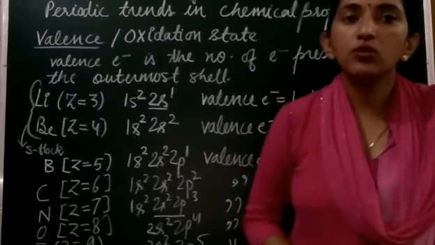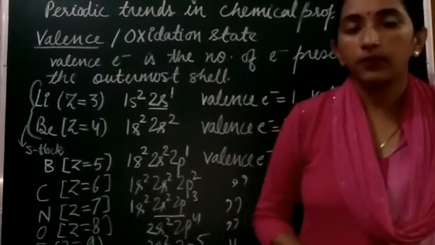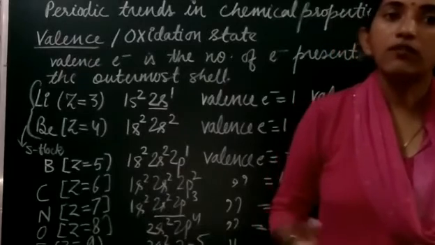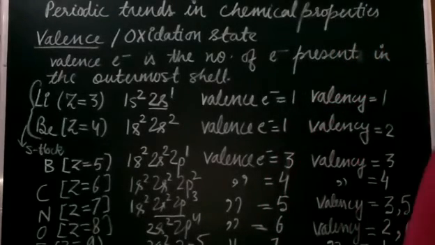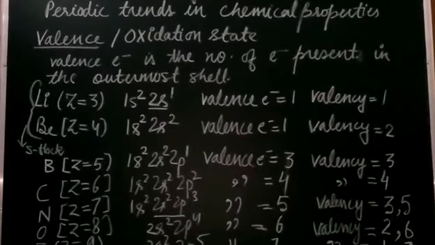Now students, when we move down the group, what will be the effect on the valence electrons, or the valency of the elements? When we move down the group, the number of valence electrons will remain the same. As a result, they will show the same valence. Hope this is getting clear.